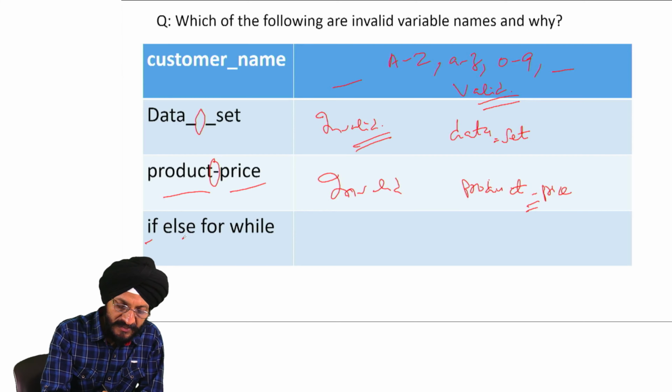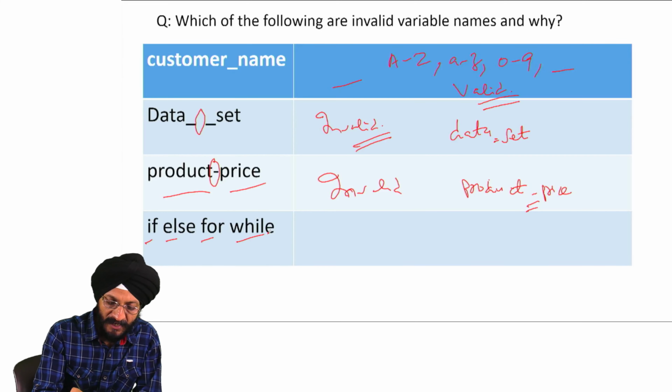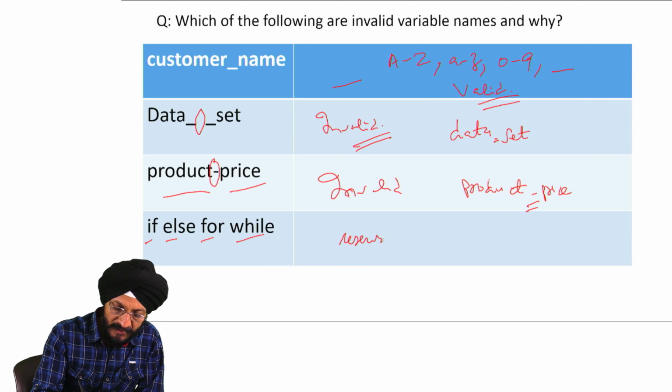Now these words like if, else, for, while are reserved keywords.